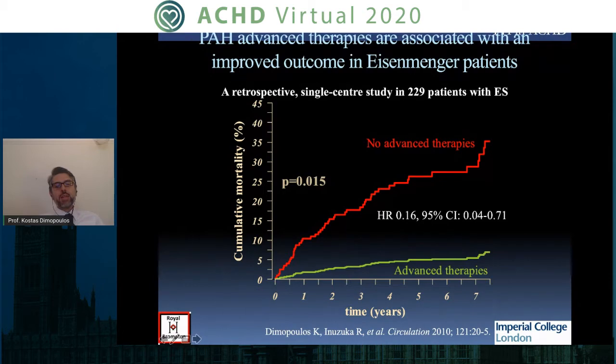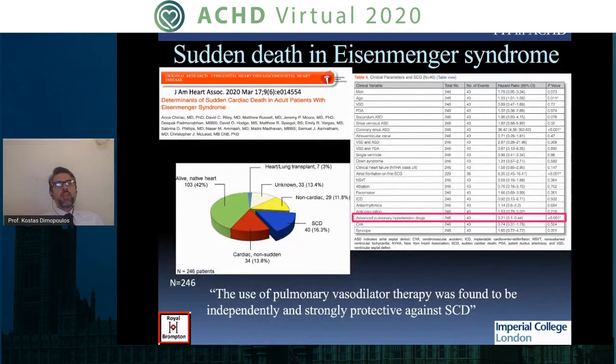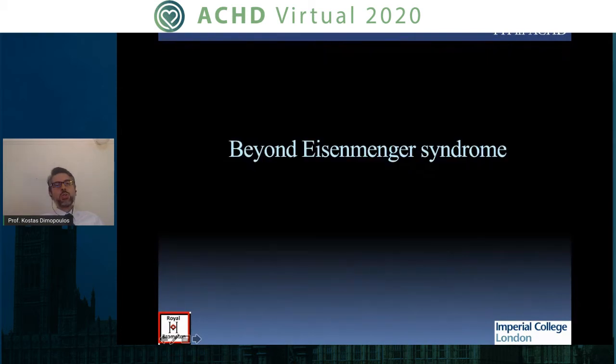These are data now published almost 10 years ago from our center, which have been verified, of course, by the group in Australia and also from Germany, showing that if you're treating your patient with PAH therapies, then you have a survival benefit. This is an interesting recent American study that showed that even for sudden death in Eisenmenger syndrome, the use of pulmonary vasodilator therapies was independently and strongly protective against sudden cardiac death. So another reason to use PAH therapies in Eisenmenger patients.